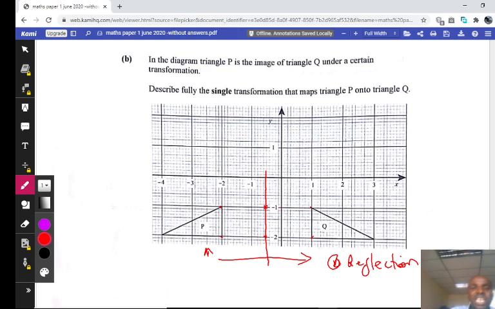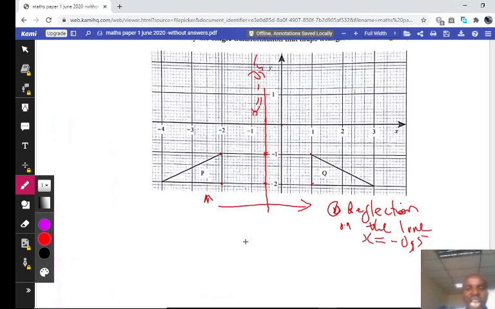So what will be the equation of this mirror line? You can see 0 here, so x is equal to minus 0.5. So the mirror line, the line of reflection, is the line x = -0.5.